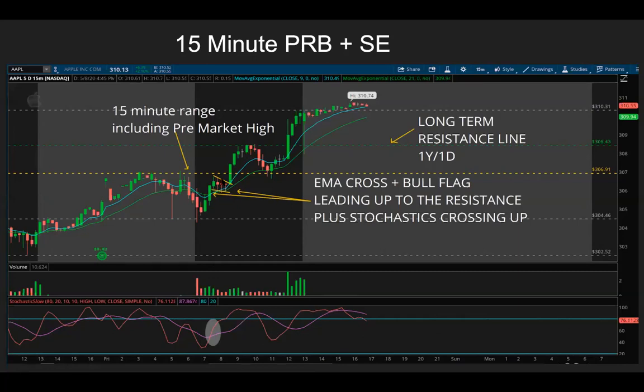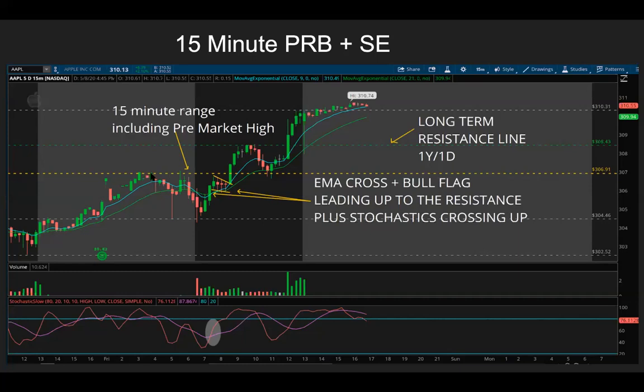And then do you trade the breakout of the bull flag or the breakout of the pre-market high? You trade the breakout of the pre-market high because the bull flag and the pre-market high are way too close for you to trade the breakout of the bull flag, in my opinion. Because you could have gotten faked out here too. You never know, right? Because it's way too close.